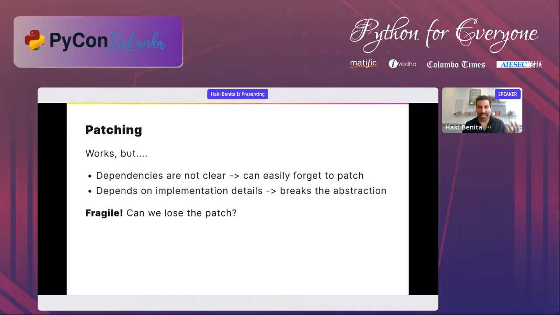And second of all, my test now depends on implementation details of the actual function. Remember, patching actually augments the behavior of the function. And in order to test this function, I now need to know that the person who implemented this function used the function now. So this breaks the abstraction. So patching in this case is very fragile. So can we maybe change the implementation a bit and lose the patch?